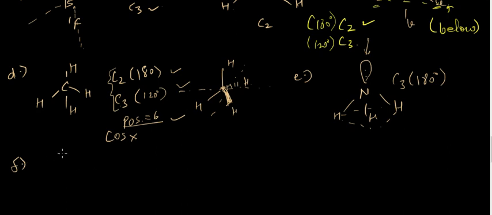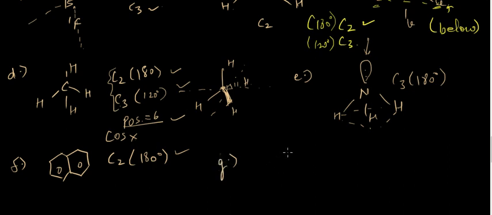Okay, so let us talk about this, whether this has an axis of symmetry or not. Does it have a C2 axis of symmetry? You can rotate this compound 180 degrees in the same plane. Yes, so it has a C2 axis of symmetry. E, F, G, H. Okay, so let us take the G example first.